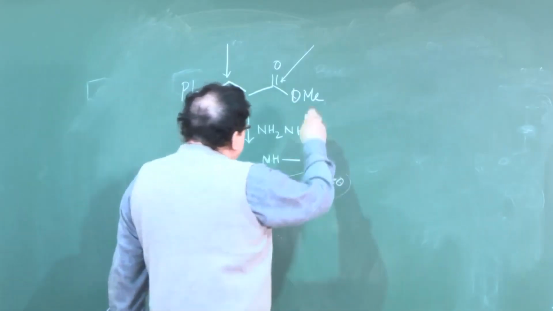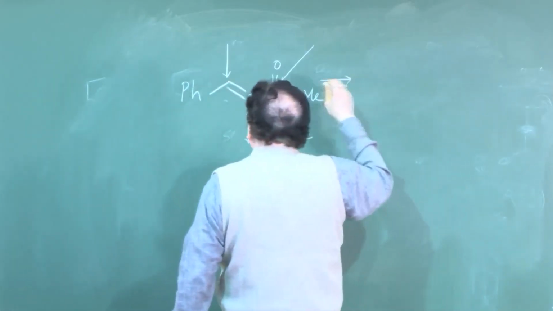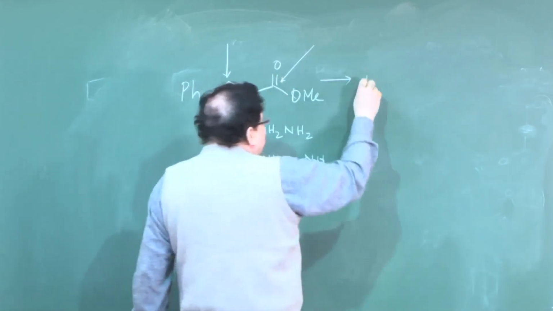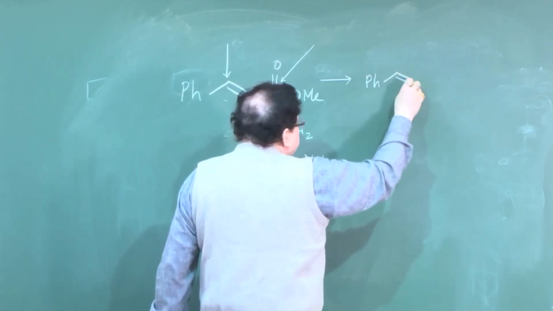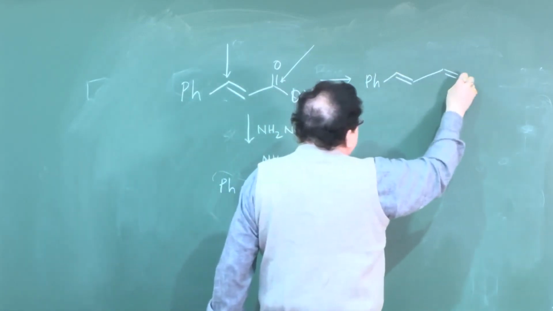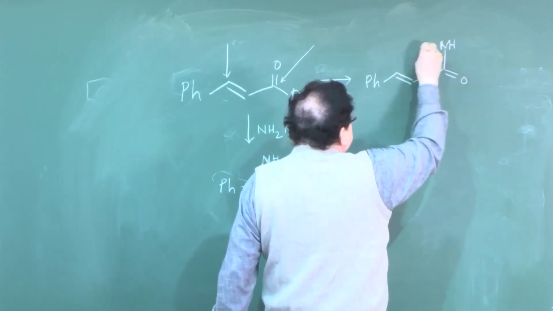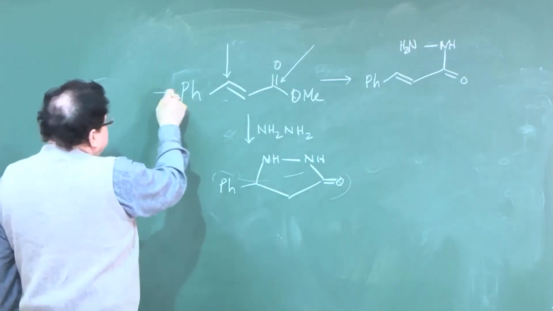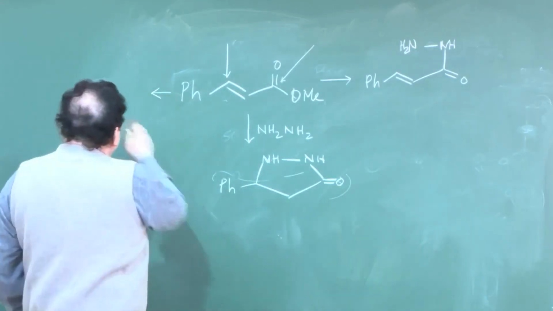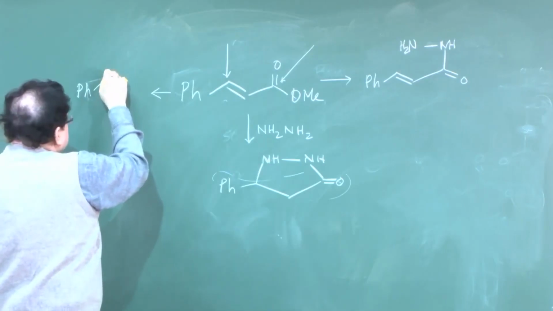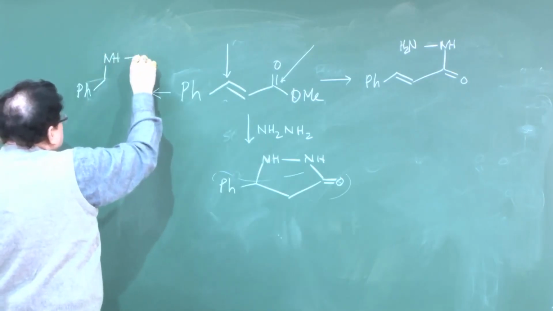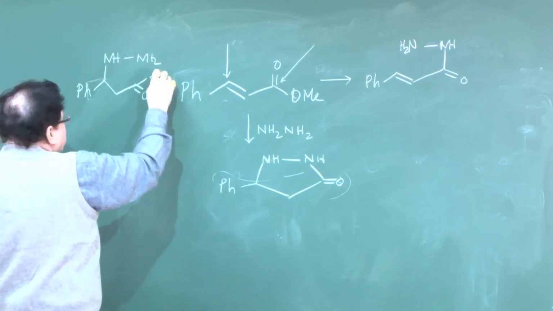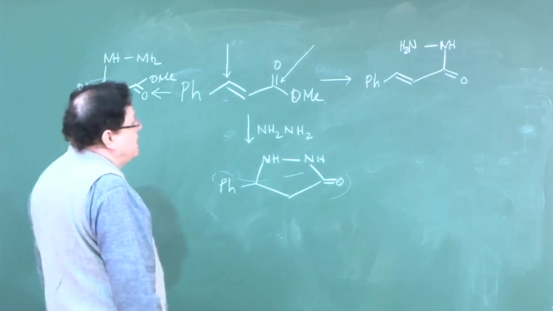Now, the question is which one has happened first? Let me see. If suppose the reaction has taken place at the carbonyl carbon first, then the intermediate will be something like this, Ph, CO, NH, NH2. And if the first reaction is a Michael addition, then it will be Ph, NH, NH2, and then CO, OMe. So, these are the 2 intermediates.